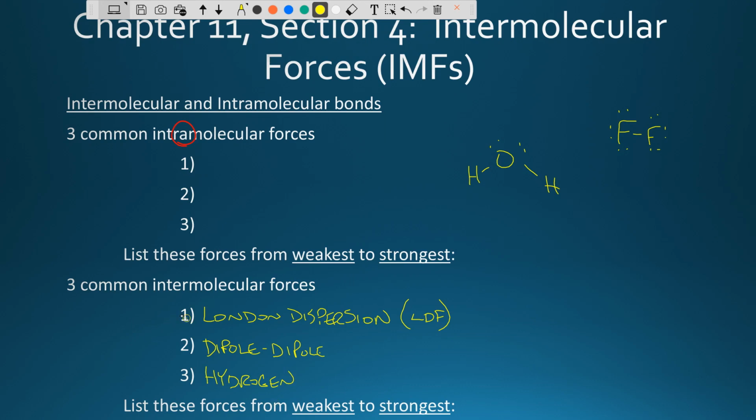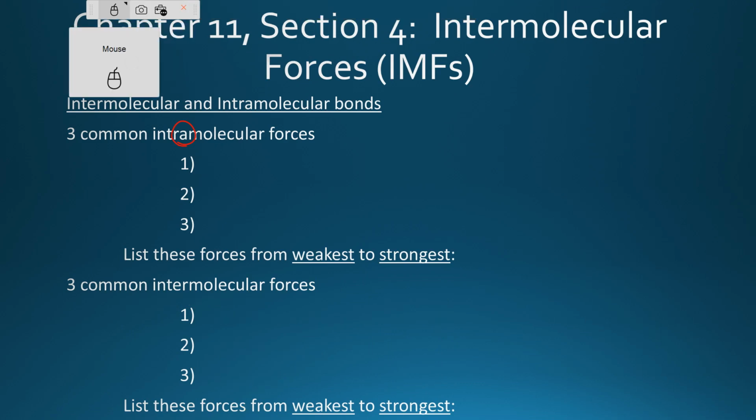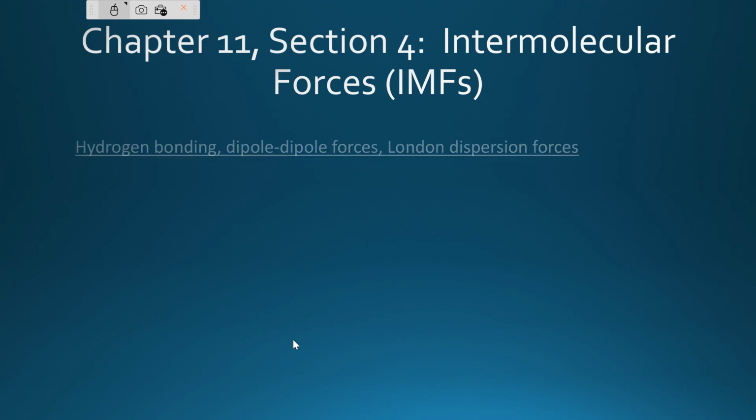The London dispersion forces are going to be the weakest. The dipole-dipole is going to be second in the rank. And then lastly is that special case of hydrogen bonds, which are indeed very strong. We're going to take a look at those in turn and investigate them a little bit more as we go.